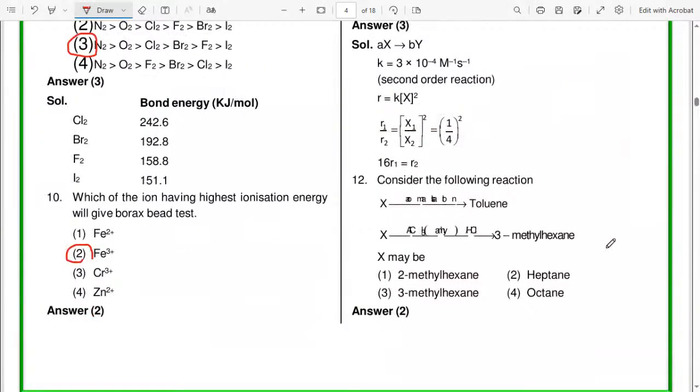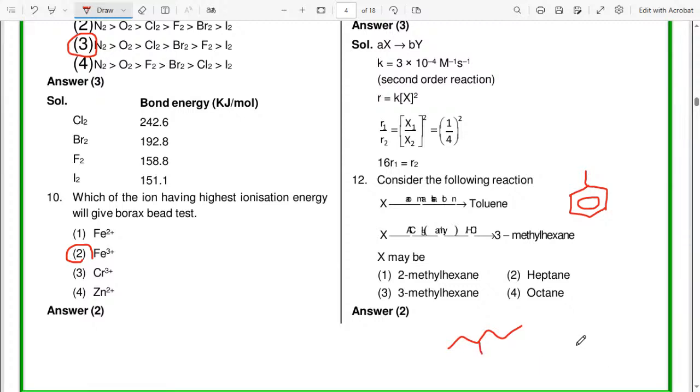Next question number 12. Consider the following reaction, right? So X is giving toluene. What is toluene? Here, structure of toluene is like this, right? This is toluene. Methyl benzene is toluene, and X upon reaction with aluminum chloride followed by HCl gives 3-methyl hexane. 3-methyl hexane is 1, 2, 3, 4, 5, 6. 3-methyl hexane, this is what it is giving.